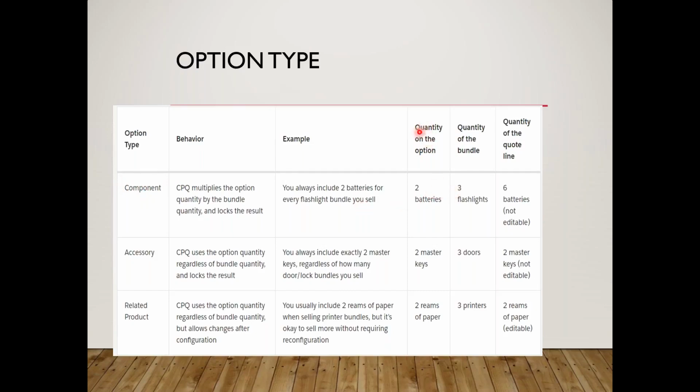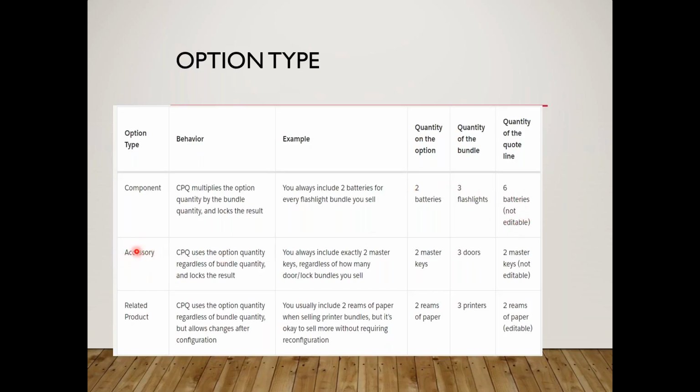It will multiply this. Quantity of the option is 2, quantity of the bundle is 3. 3 into 2, 6. That will be 6 quantity on your quote line editor, and that will not be editable. That is very important. When you add any product option with the component type, if you have 2 on quantity options and 3 on product bundle, it will multiply that and lock the results. It will not allow you to change.